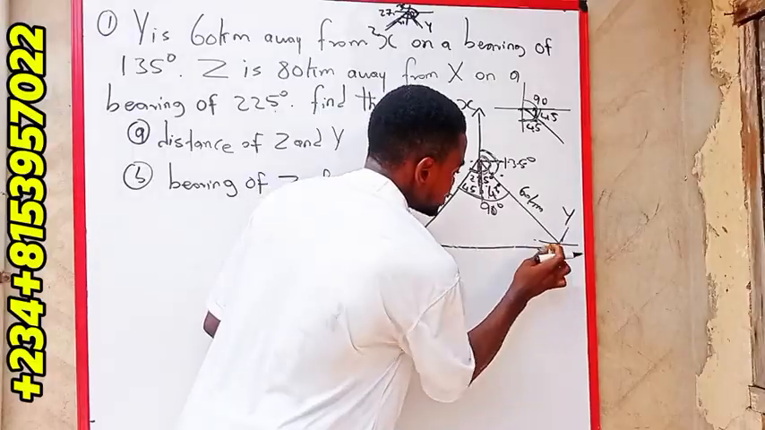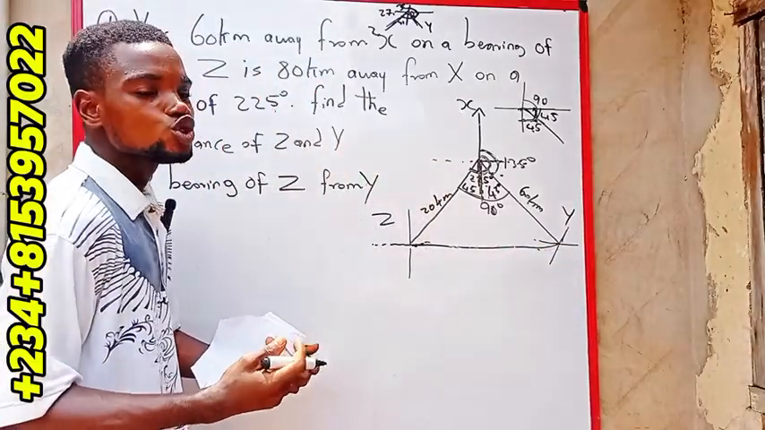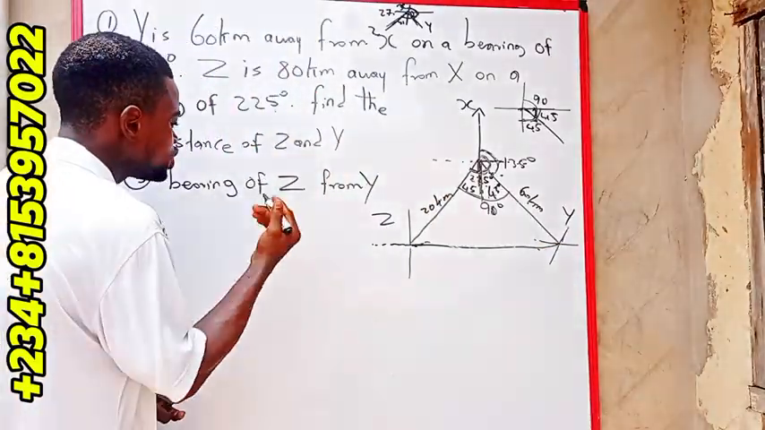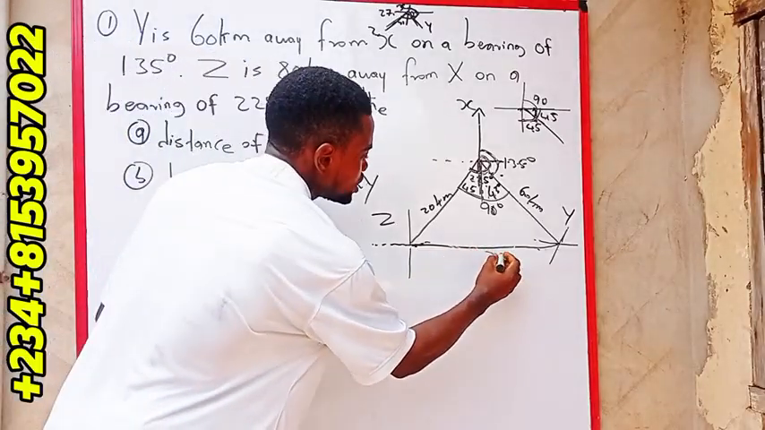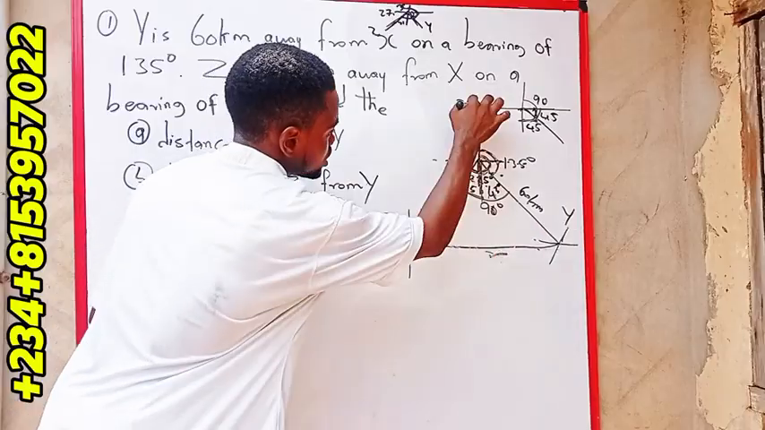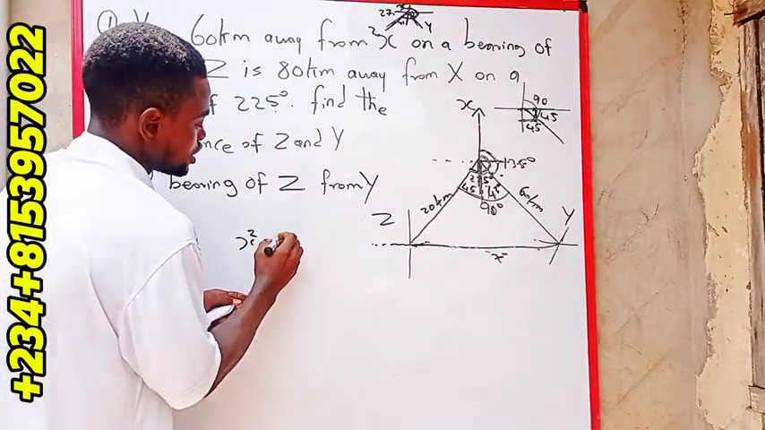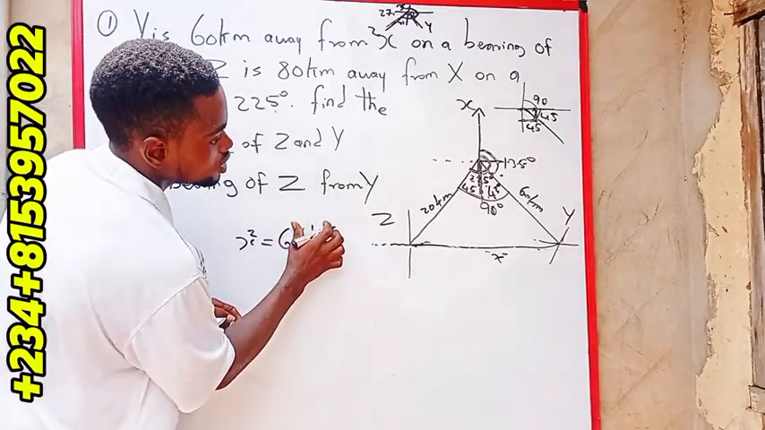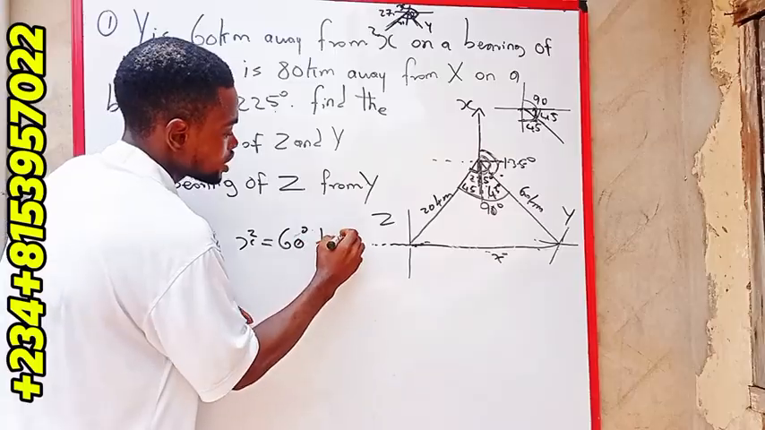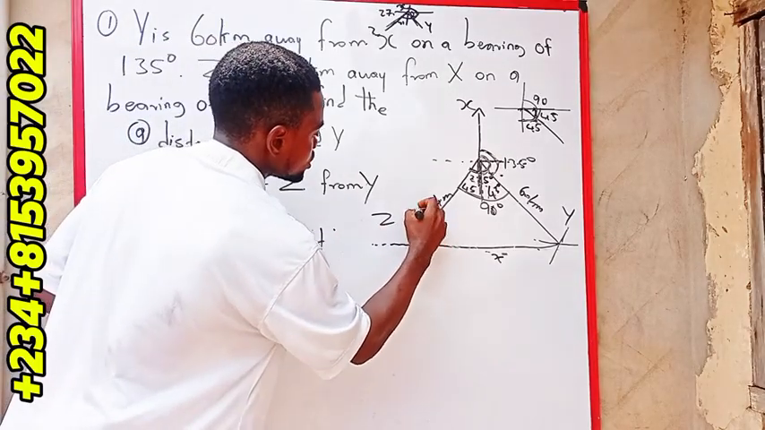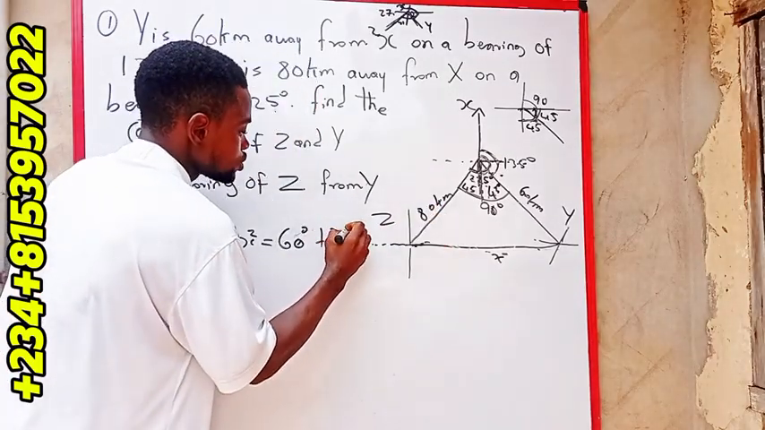Now, for you to get this side over here, what are you going to use? You're going to use Pythagoras theorem. Now call it S. Since it's S, yes, call it S. Now see, S square is equal to what? 60 square plus 80 square. So this is 60 square plus 80 square.